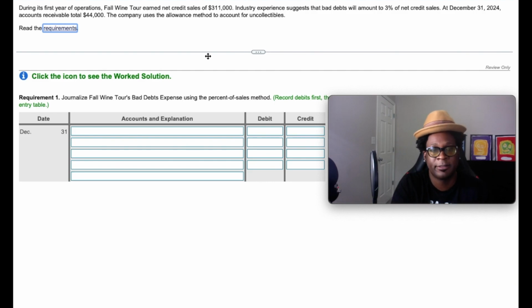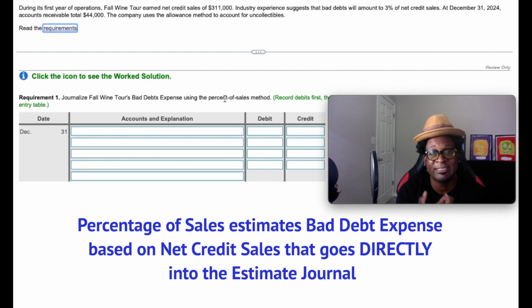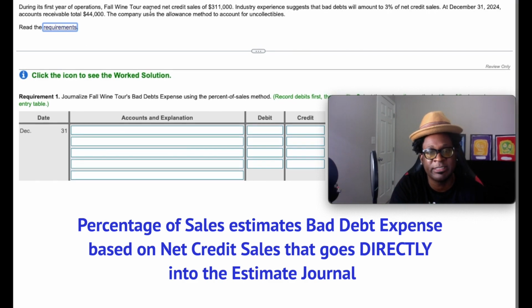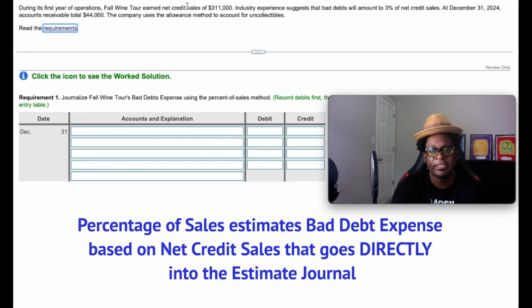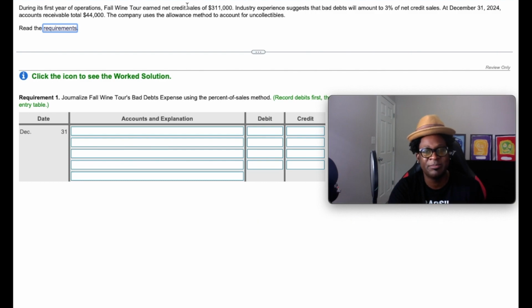So it tells us, journalize Fall Wine Tour bad debt expense by using the percentage of sales. Okay, gang, so whenever we're doing the percentage of sales, the title tells us just that. That particular estimate that we make must be based upon a percent calculated from previous experience of not collecting, of course, times the actual net credit sales. And so if we look at our earlier description, it told us that this particular company earned net credit sales of $311,000. And based on previous experience, the company estimates 3% to be uncollectible.